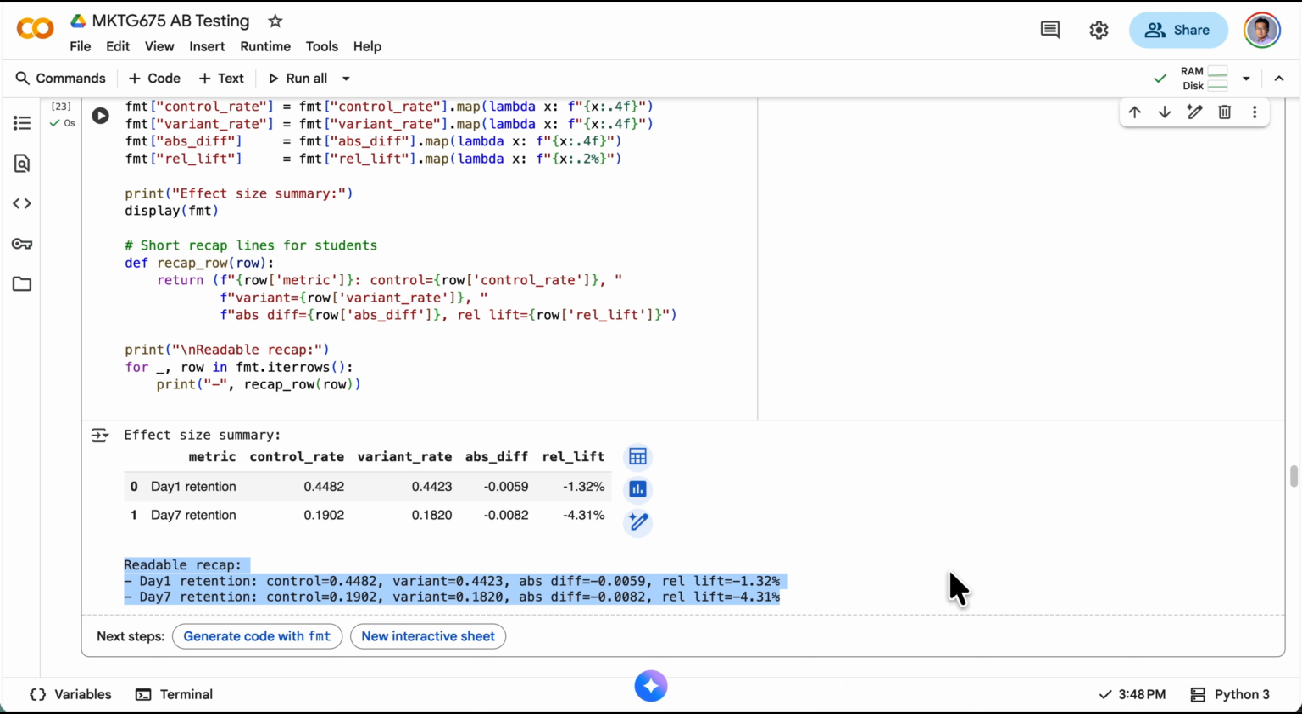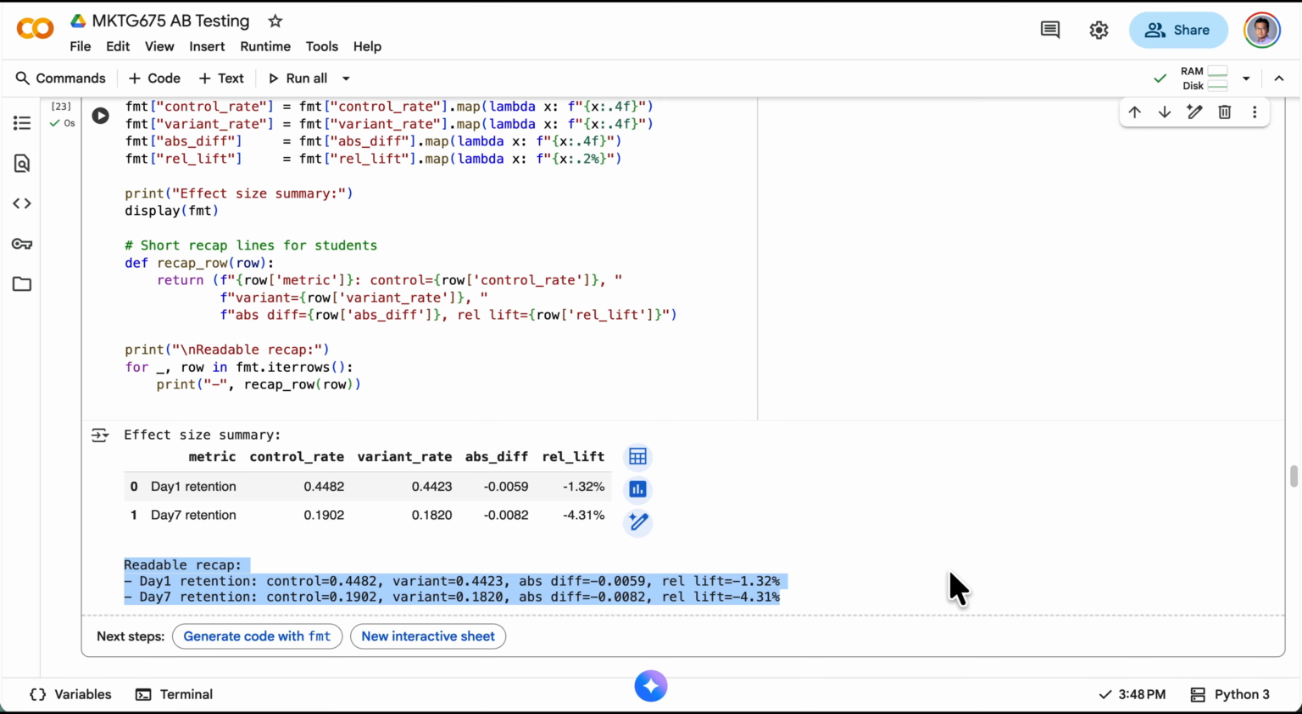For day 7, absolute difference is minus 0.0082, so the variant is about 0.82 percentage points lower than the control. The relative lift is about minus 4.31%, so gate 40 keeps roughly 4% fewer users by day 7 compared to gate 30. So in plain language, on both day 1 and day 7, gate 30 is doing better and the gap is larger for day 7 than for day 1.